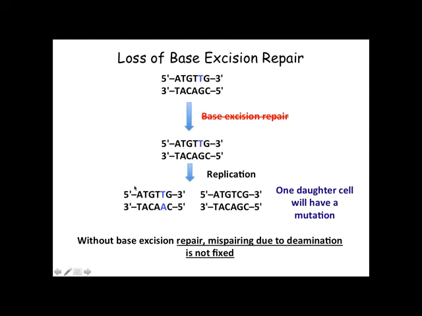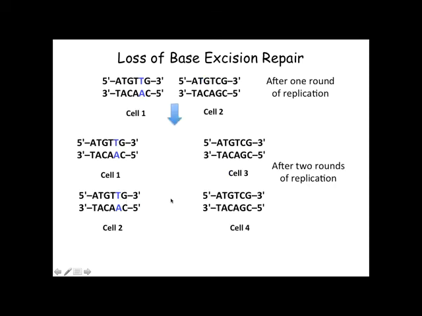So now this cell has a mutation, and the cell doesn't have the ability to recognize this as being incorrect because now it's correctly base paired, just like we were talking about previously. You can look at it after 1 round of replication. After 2 rounds of replication, you can see that all these daughter cells are now going to have the mutations. And these mutations are what we call fixed. Once these mutations are not repaired and replication occurs, they're fixed. They cannot be recognized as incorrect by the cell anymore, and they are permanent.